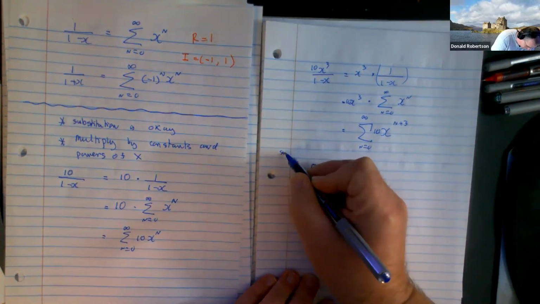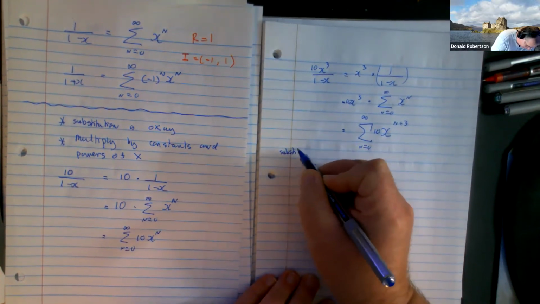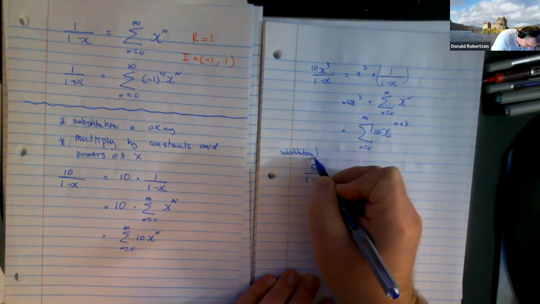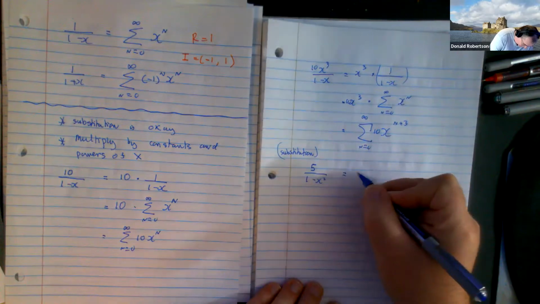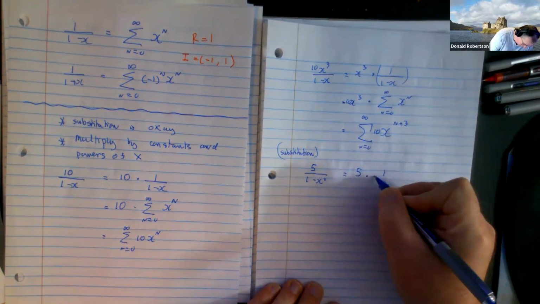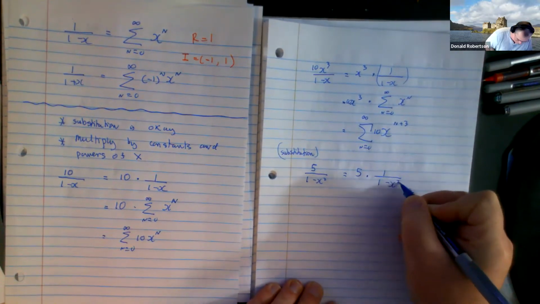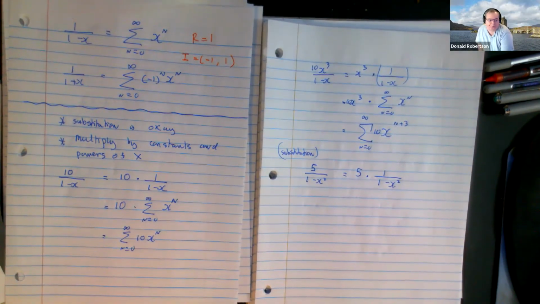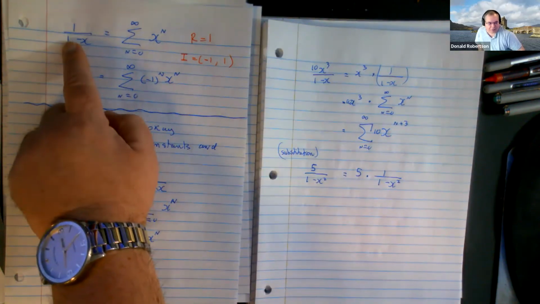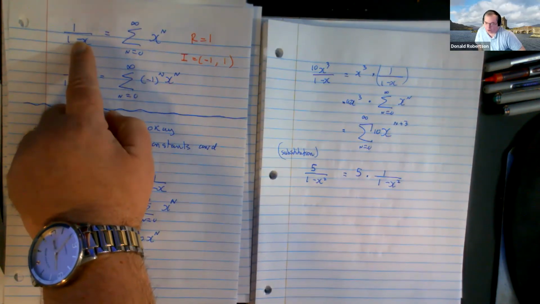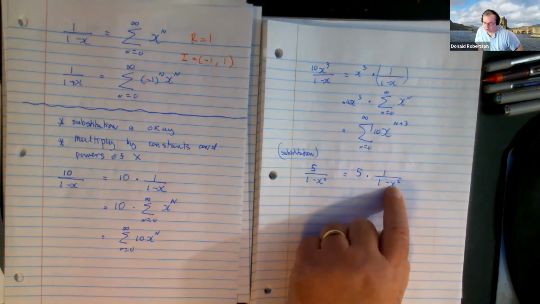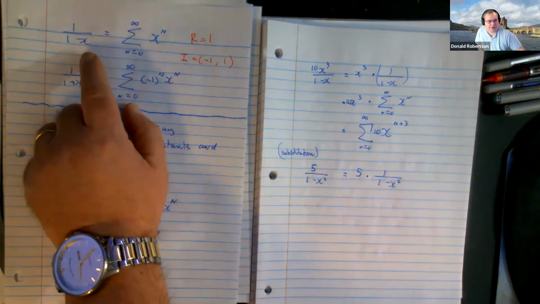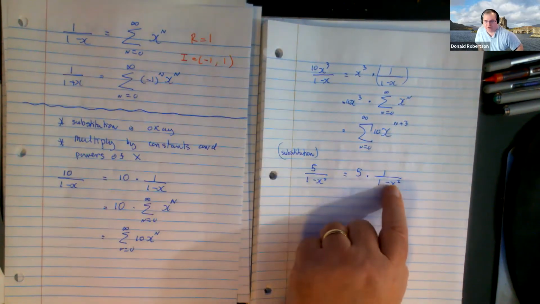Let's do some questions that involve substitution. So I want to find the power series of 5 over 1 minus x squared. I'm going to call it 5 times 1 over 1 minus x squared. Now, this is the guy I'm going to use, 1 over 1 minus x. But I'm going to use it on 1 minus x squared, okay? What will I replace this x by to generate this fraction?